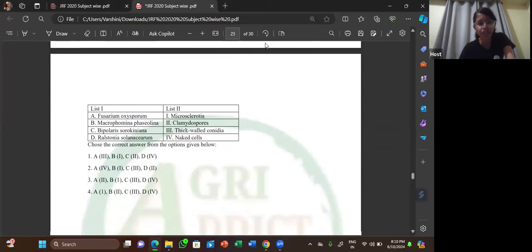Here there is a match the following. In list one, there are causal organisms, and in list two, there are spores produced by them. Now you have to say which spores are produced by which organisms. Option three is the right answer. Fusarium produces thick-walled terminal and intercalary chlamydospores. Macrophomina phaseolina produces microsclerotia and causes charcoal rot. Bipolaris sorokiniana produces thick-walled conidia. Last is Ralstonia, which produces naked cells. That's why option three is the right answer.